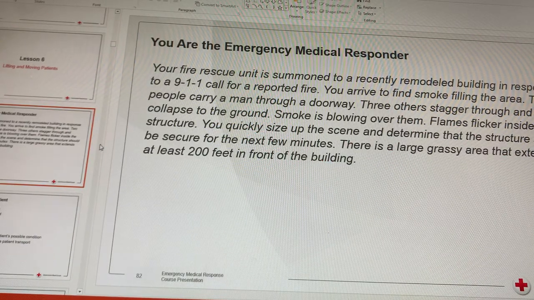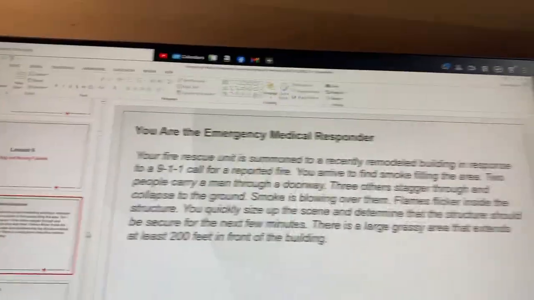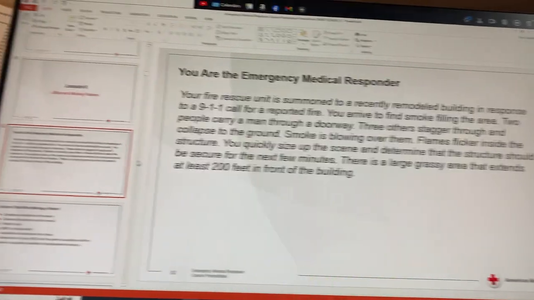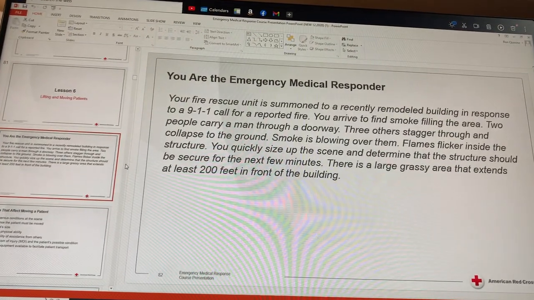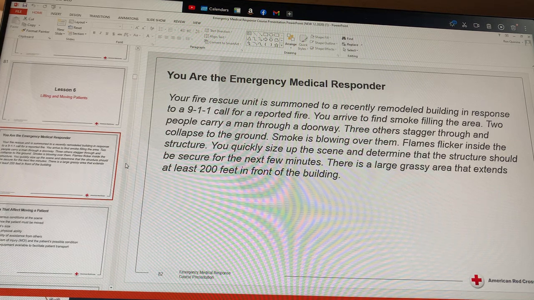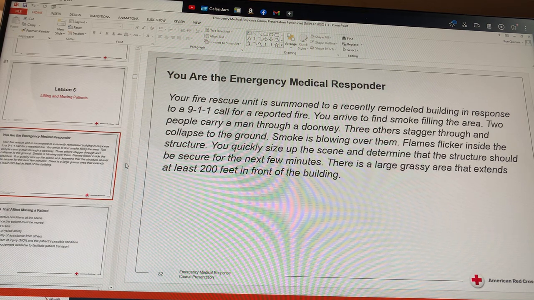This is a scenario that we will discuss in person. Your fire rescue unit is summoned to a recently remodeled building in response to a 911 call for a reported fire. You arrive to find smoke filling the area.